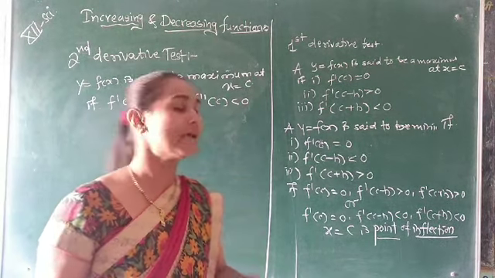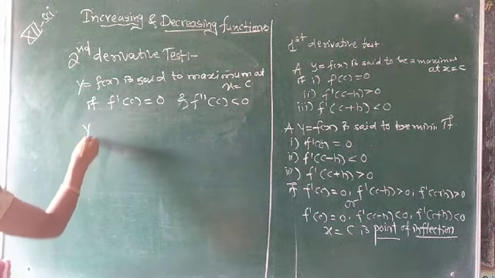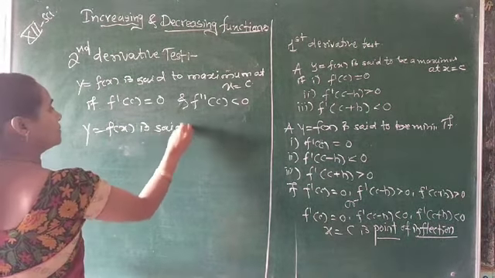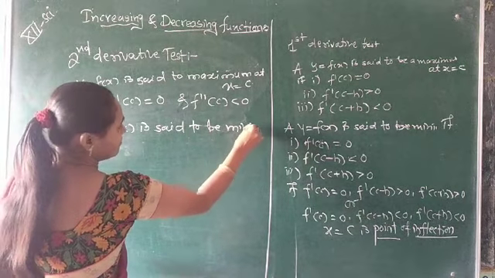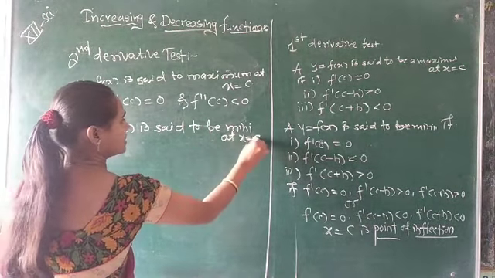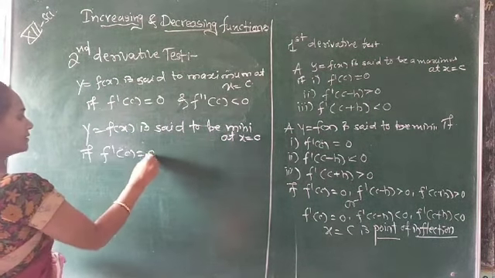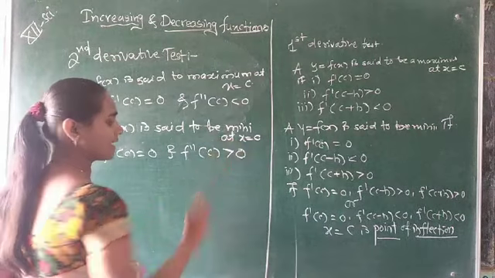At that point it attains maximum. Now the second: y is equal to f of x is said to be minimum at x is equal to c, again the same condition, if f dash of c is equal to 0 and f double dash of c is greater than 0.